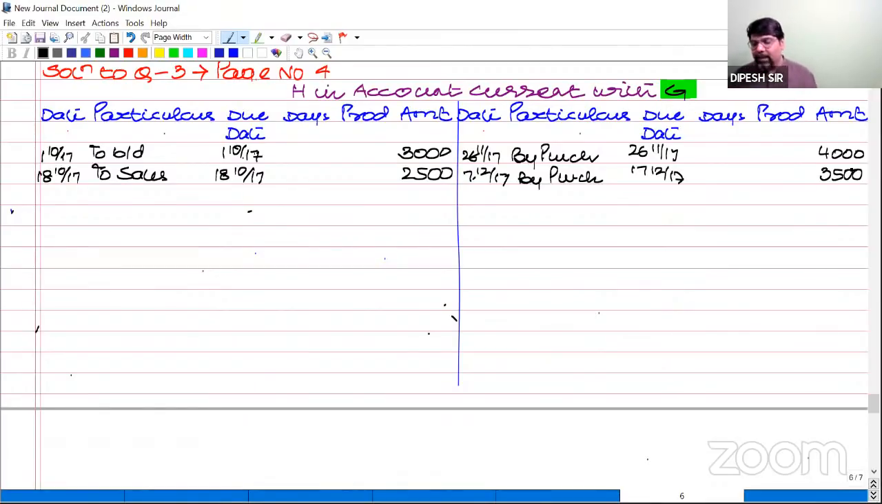2018, 3rd January, promissory note given by G. Promissory note means G is saying I will pay. That is bills payable for G. So G is paying H. G will write H to bills payable, 3rd January 18, and that is for 3 months. It is 7/4/18. Correct? Yes, sir.